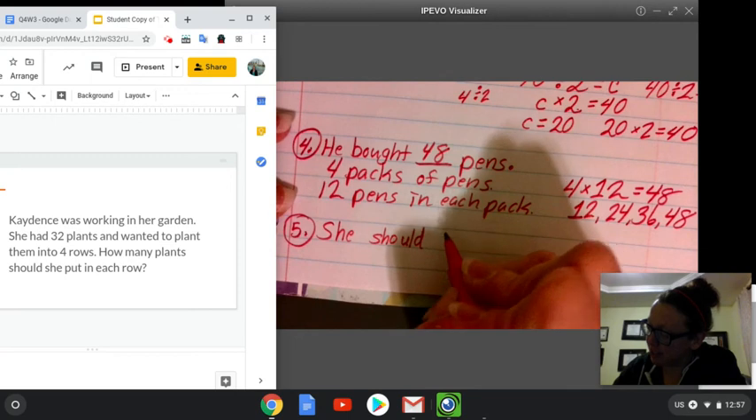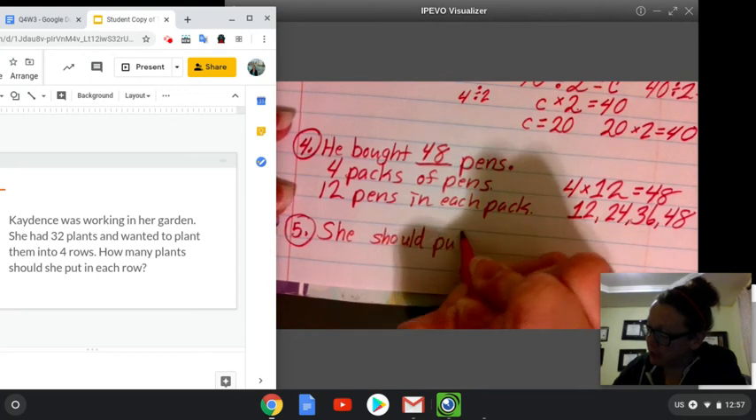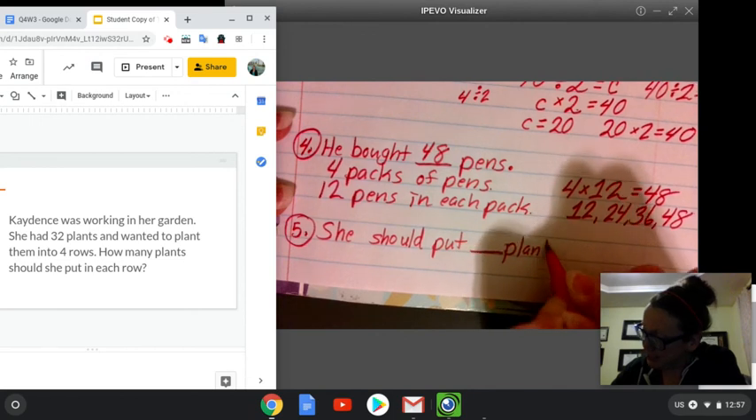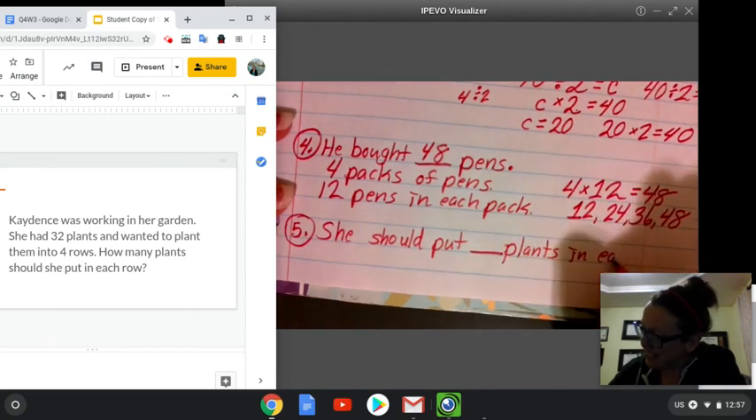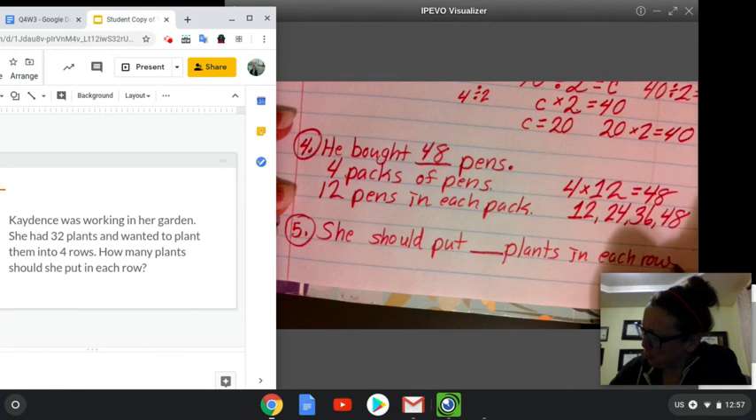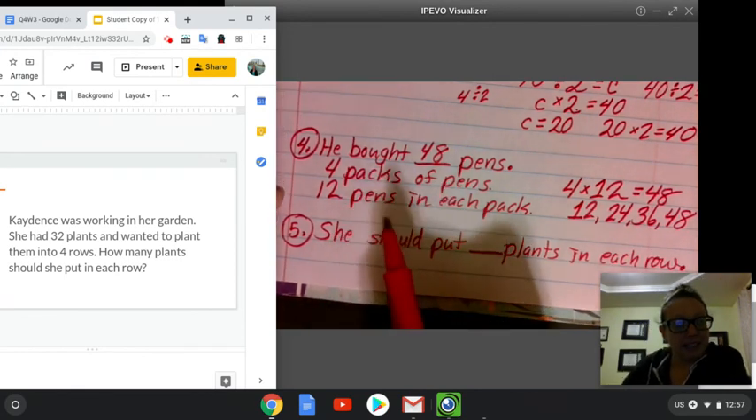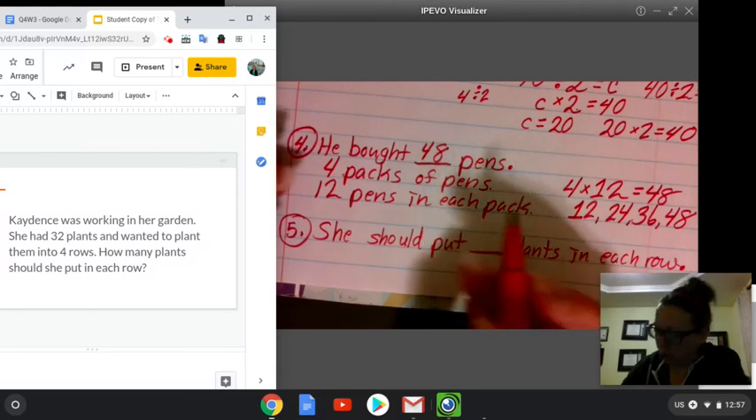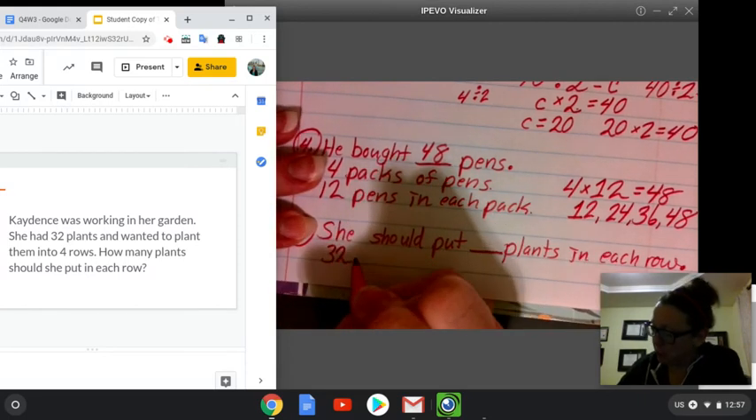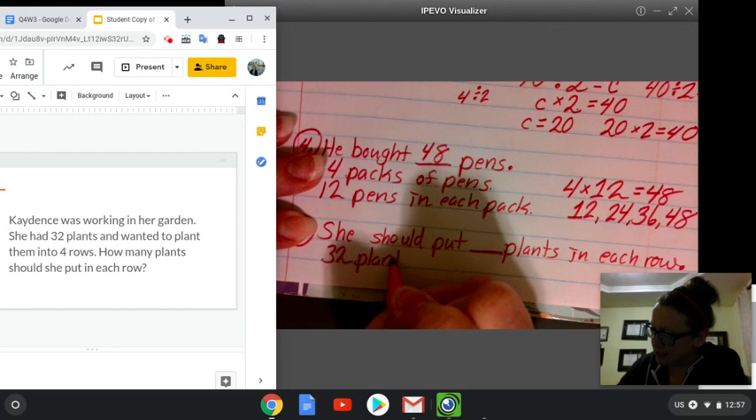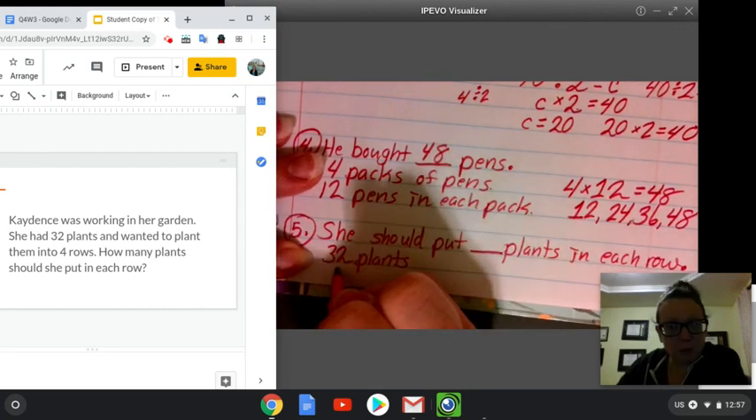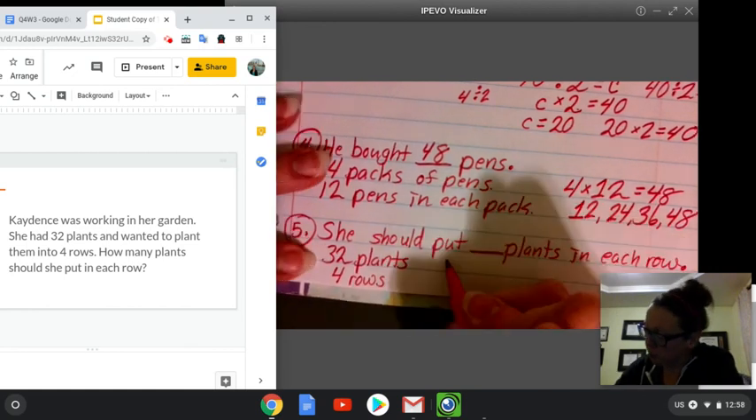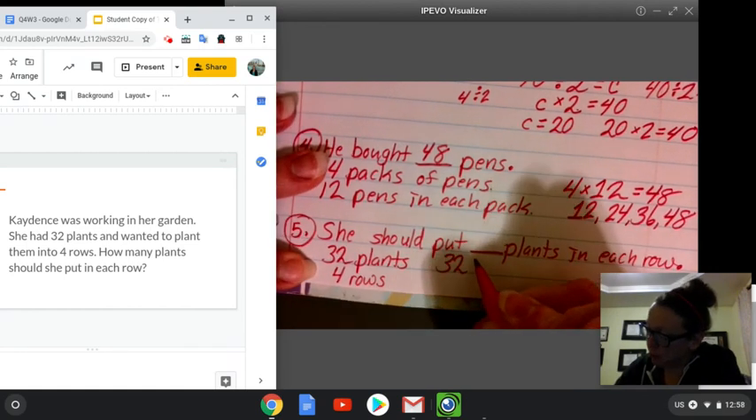I want to start by restating the question. She should put blank plants in each row. Then it says she had 32 plants and wanted to plant them into 4 rows. So that means she must have a total of 32 plants. She wants to put them into 4 rows. So I have a 32 as a total.